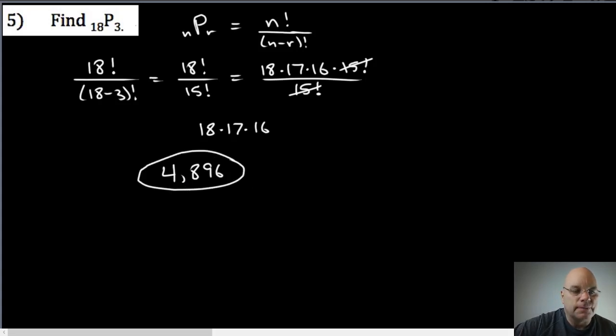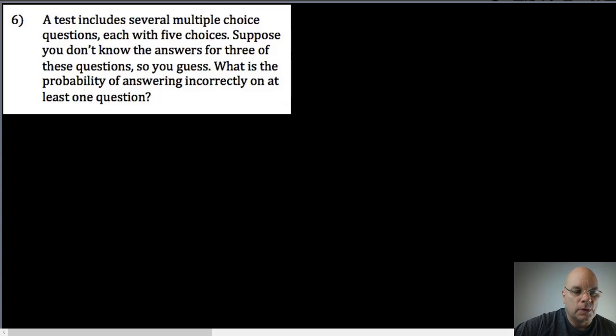Problem number 6 says a test includes several multiple choice questions, each with 5 choices. So you may have answer choices like A, B, C, D, and E. Suppose you don't know the answers for 3 of these questions, so you guess. What is the probability of answering incorrectly on at least one question?